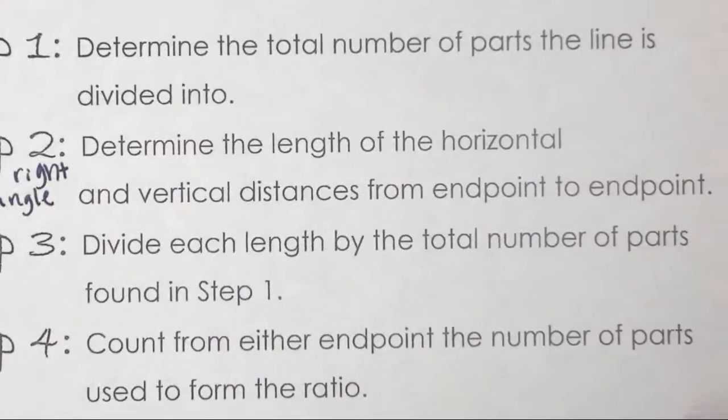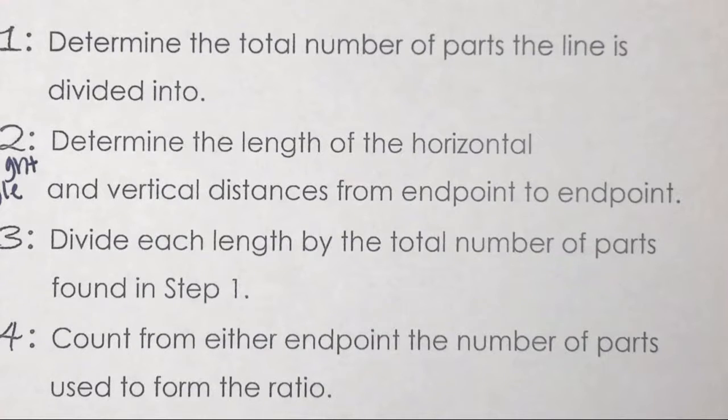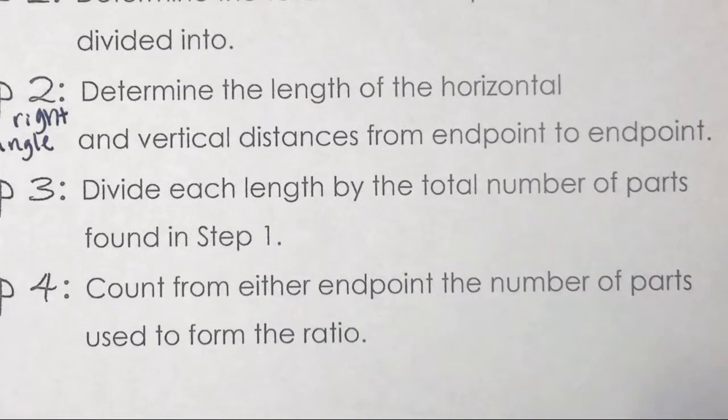Step 3, divide each length by the total number of parts found in step 1. And in step 4, count from either endpoint the number of parts used to form the ratio. All right.